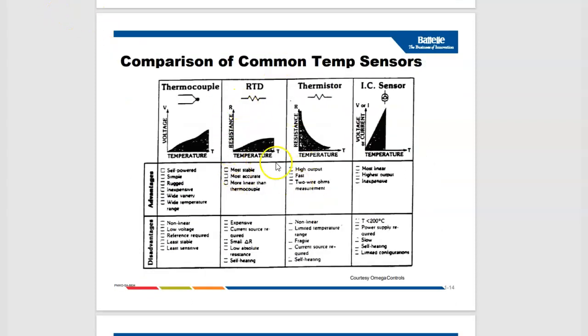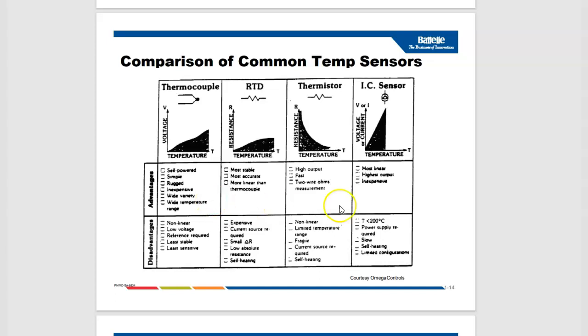Okay. Although we have a lot of types of sensors, for example, here we have thermocouple, RTD, thermistor, IC sensor. There are advantages and disadvantages of each sensor. For example, here we have self-powered, simple, inexpensive. So it depends on what purpose the sensor is for.